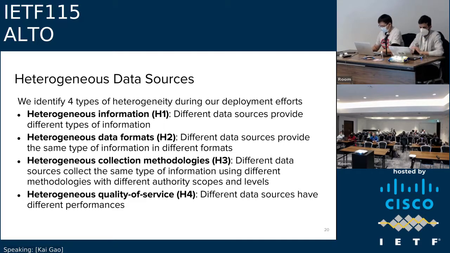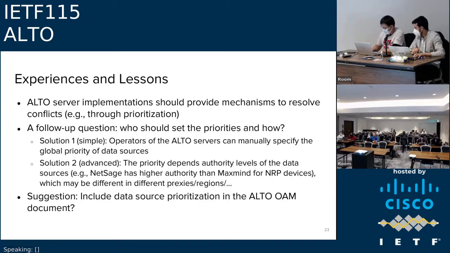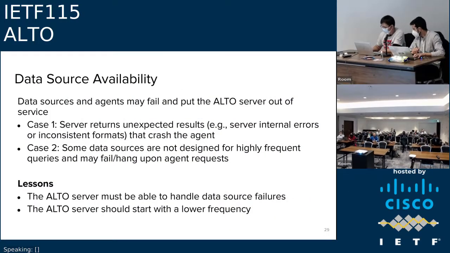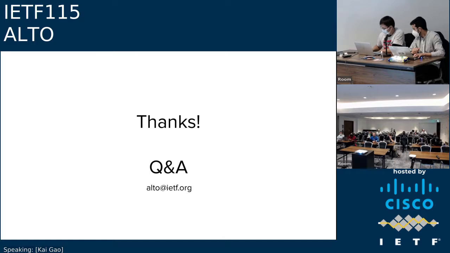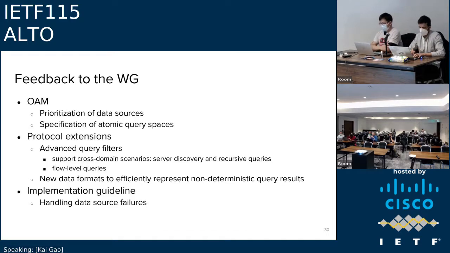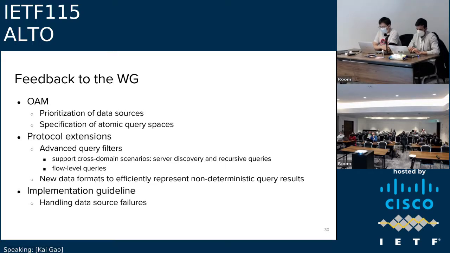Basically, there's a feedback to the working group page. Yep. During the process, we, for example, identify issues such as data conflicts, and then we propose that maybe the prioritization of data sources as a way to resolve conflicts between data sources could be a feature of OAM. And also, we use equivalent classes to specify, for example, what we call the atomic query spaces. So we're wondering whether these should be considered as part of the OAM document, or maybe they are actually out of scope. And also about the extensions to the protocols.